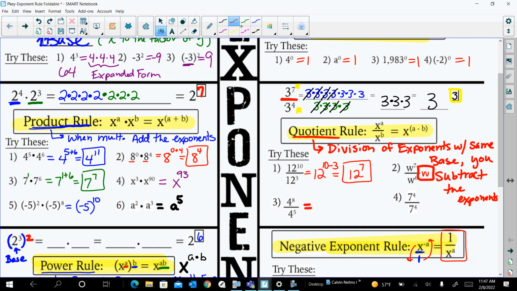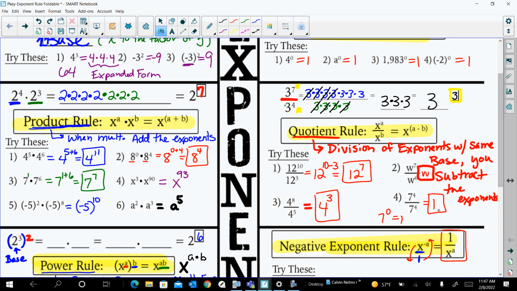Our base is 4 that they have in common. So hopefully 8 minus 5, you got 4 to the third. Here, our base is 7. That would be 7 to the 0 power. So your final answer actually is 1 here. Because remember, what is anything to the 0 power? 1. So that's why you put a 1 there.